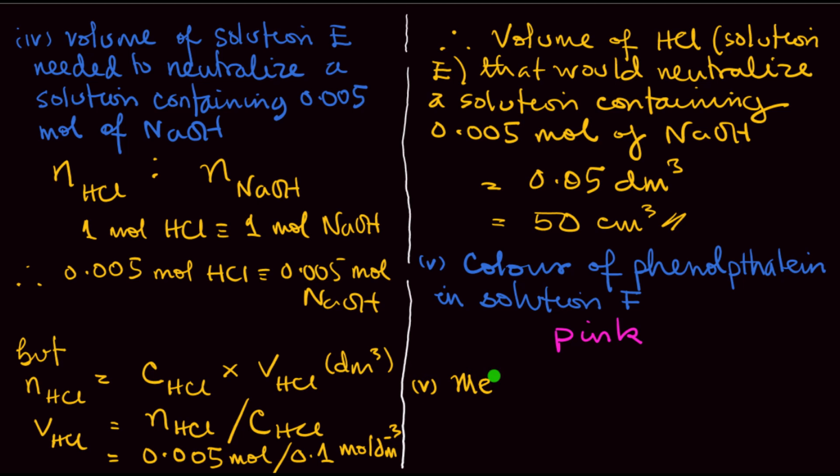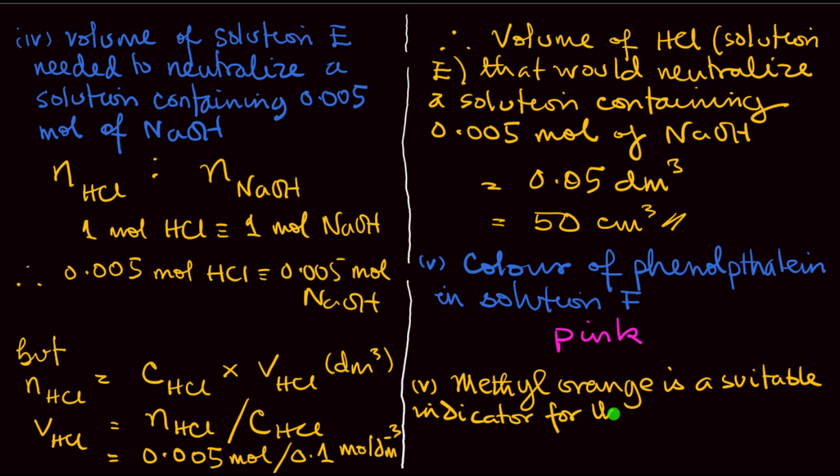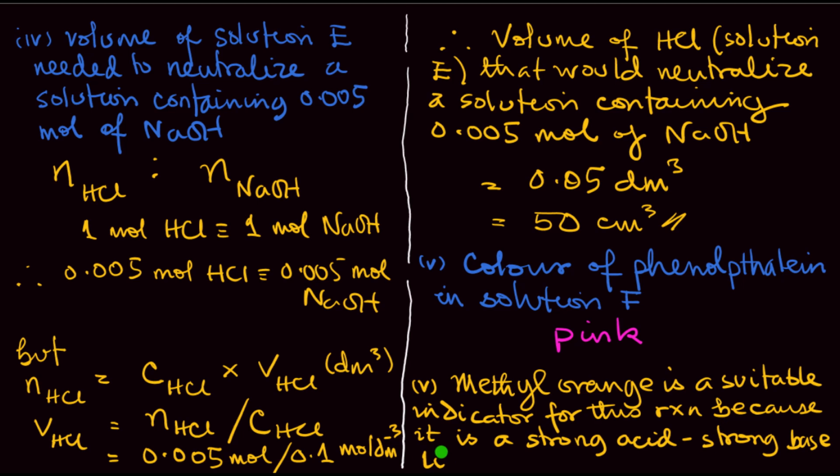Good. Last question, we are asked to state why methyl orange is a suitable indicator for this reaction. Methyl orange is a suitable indicator for this reaction because it is a strong acid, strong base titration. Methyl orange is most suitable for titrations that involve strong acids, because it changes its color within the acidic region. Actually, for strong acid, strong base, any indicator can be used. Methyl orange, phenolphthalein, and litmus are all suitable for strong acid, strong base titration, right? But if it were a weak acid, strong base titration, then phenolphthalein would be the most suitable.